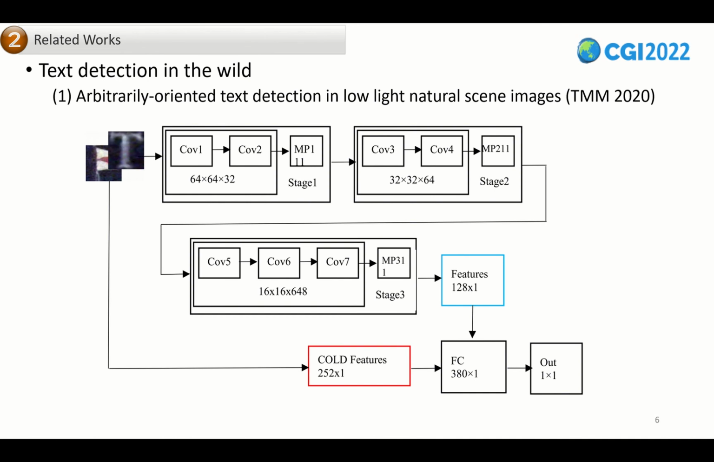Next, we will introduce work of text detection in the wild. This paper was proposed in 2020 and is the only work for low-light text detection currently. This model first enhances the low-light image and provides dense distributions for the feature, and finally improves the performance of low-light text detection. In addition, this model achieves good detection performance on the normal light text detection datasets.